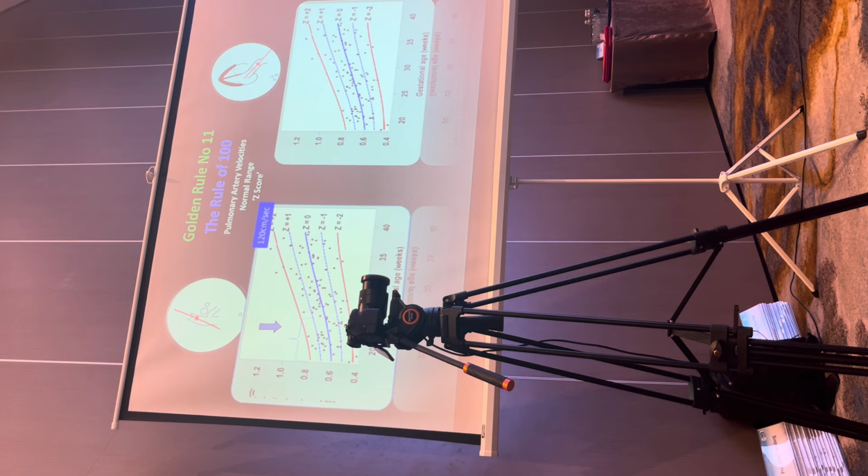Golden rule number 11. We do most of our cardiac imaging before 25 weeks of gestation. And in normal babies, the peak systolic velocity in any vessel, in any chamber, in any atria, in any ventricle, renal arteries, cerebral arteries, arterial duct, transverse aorta, is always less than 100 centimeters a second. It's a very easy rule.